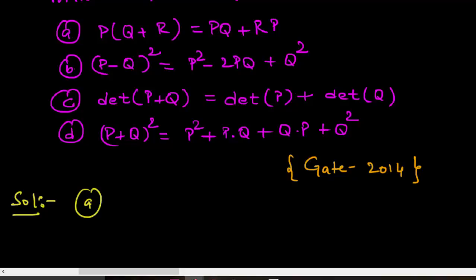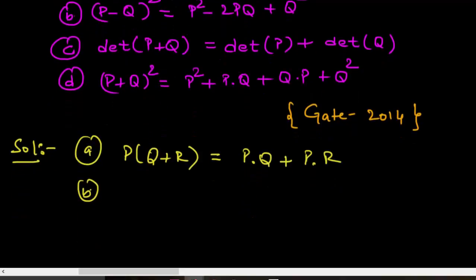So we'll take the first option, p multiplied by q plus r. Since p, q and r are all three matrices, we have to make sure we multiply in correct order. So p multiplied by q plus r will be p into q plus p into r. See, here the option is given as pq plus rp, but the correct option should be p into r. So this option is wrong. Okay, let's take second option, b.